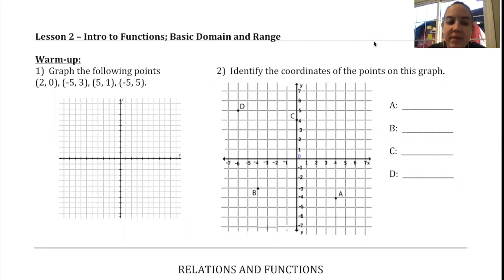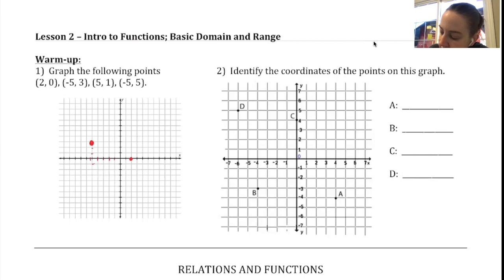So for the warm-up, for the first two questions, we're going to plot those points. So (2, 0) means right 2 and up 0, which is right here. (-5, 3) means left 5, so 1, 2, 3, 4, 5, and down 3. No, excuse me, that's positive. So up 3. 1, 2, 3.